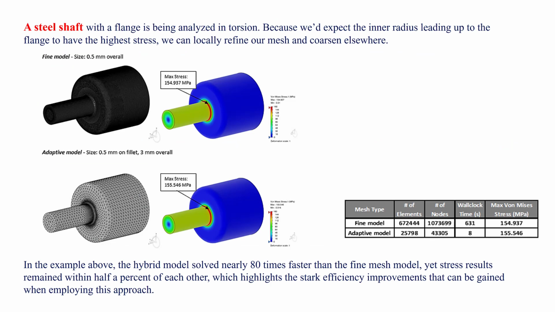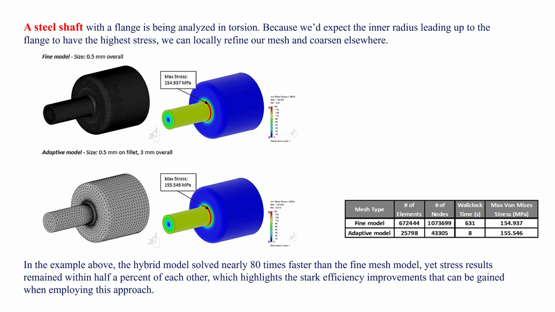Now I'll take one more scenario. This is the steel shaft, you could see. I considered an overall 0.5 mm mesh for the entire model. For the second one, the adaptive model, I refined only the fillet regions, and overall it is a 3 mm mesh I had taken. Once I ran this analysis, you could see the results: the adaptive model is overall 80 times faster than the fine mesh we have taken.